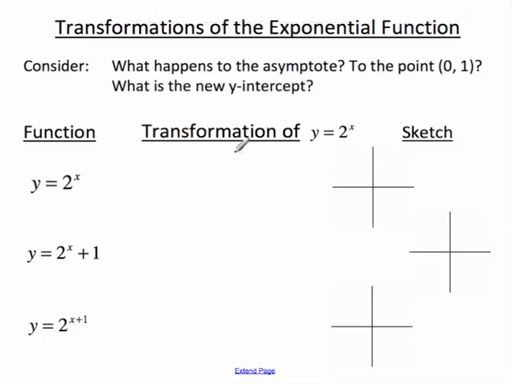So if we start from the parent function y is equal to 2 to the power of x, and we don't do any transformation, then the graph, as we've seen, is going to look something like this. And this is the point 0, 1. So that's what we're going to start from.